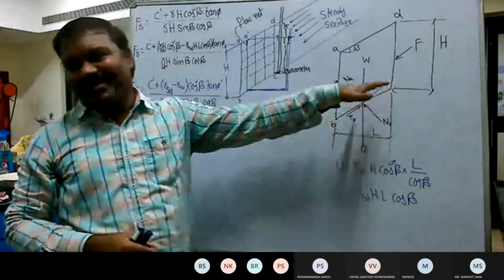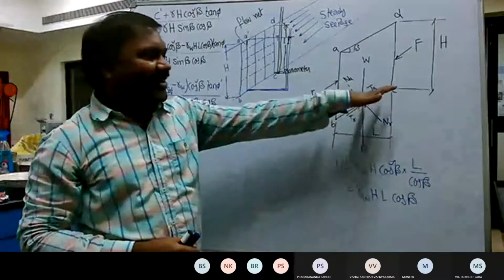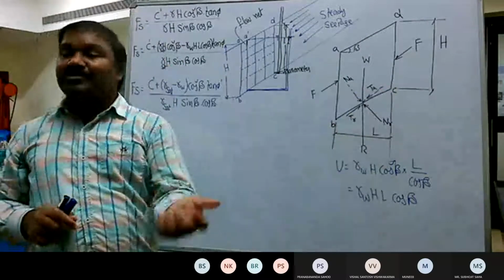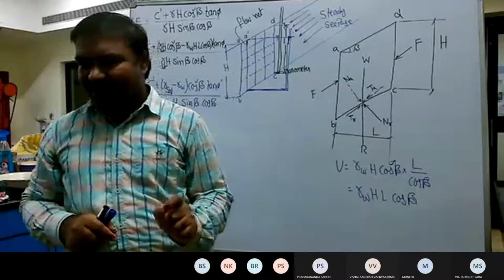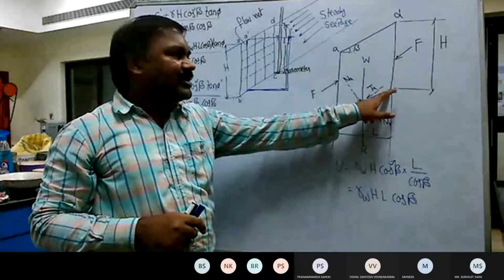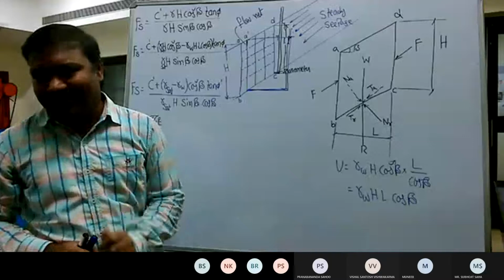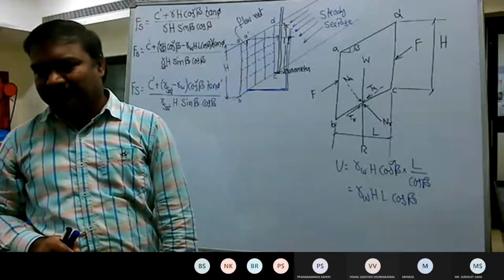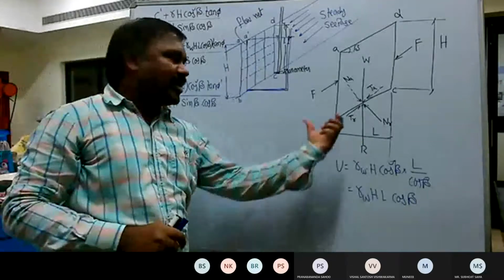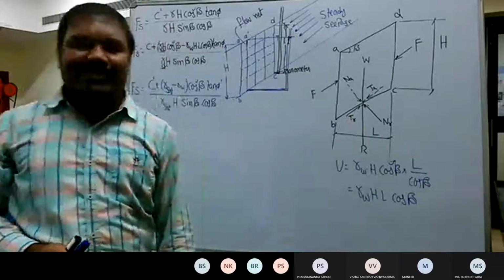Just try to understand logically. Or else what you are talking about is a point. Suppose I take the point C alone, then there is no area. It is a point. Okay, so here we have considered some finite width.